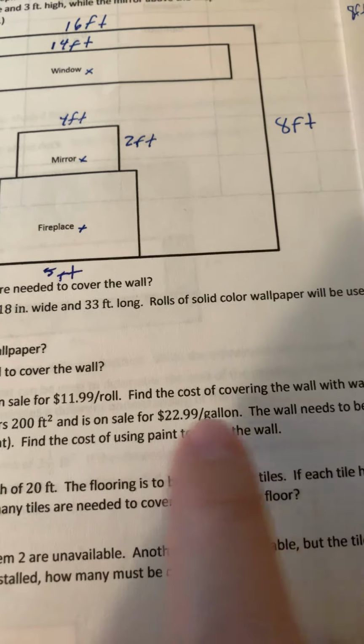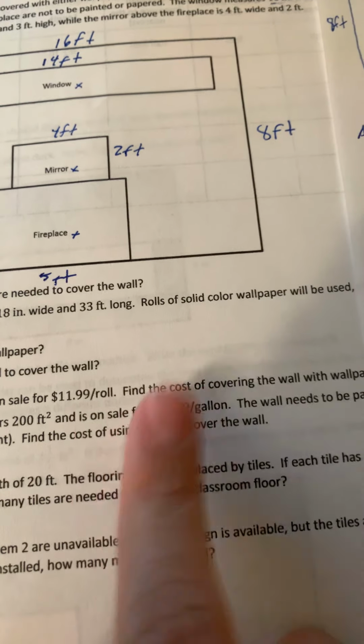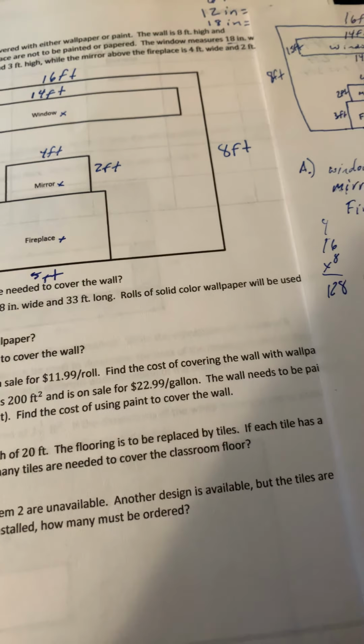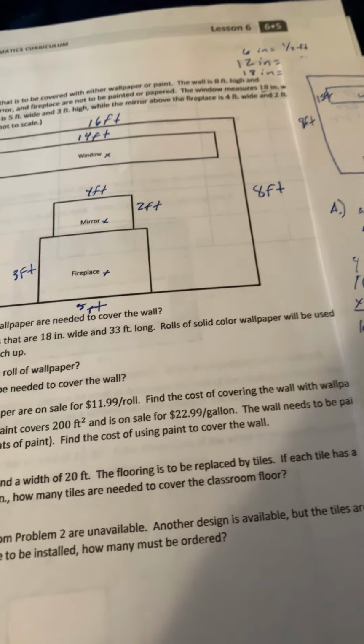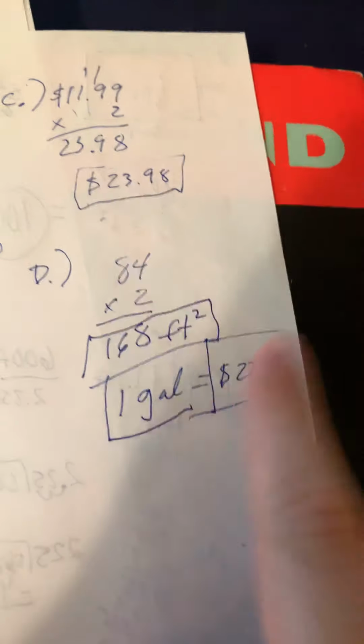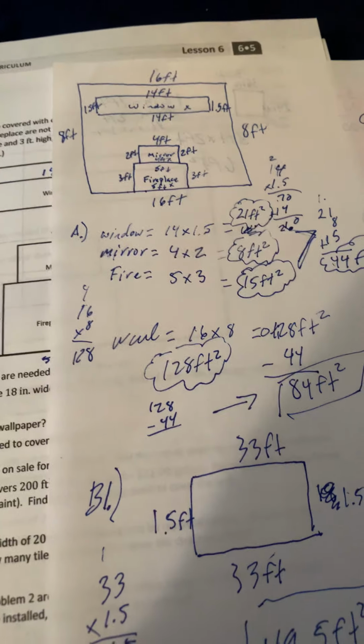$22.99, right? So it says right there, find the cost of using paint to cover the wall. Again, they only sell you by the gallon. They won't sell you by an ounce or anything. They sell paint by the gallon. So each gallon costs $22.99. All right, there's my work for number 1.